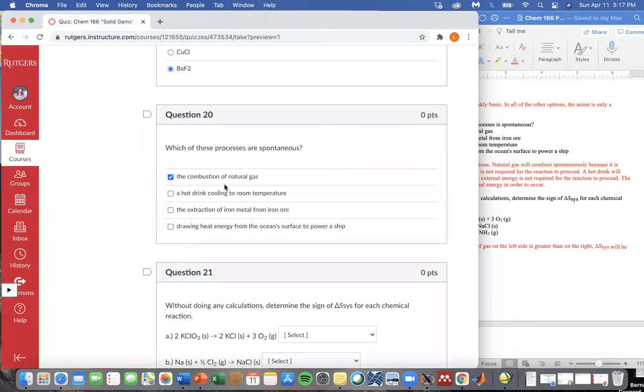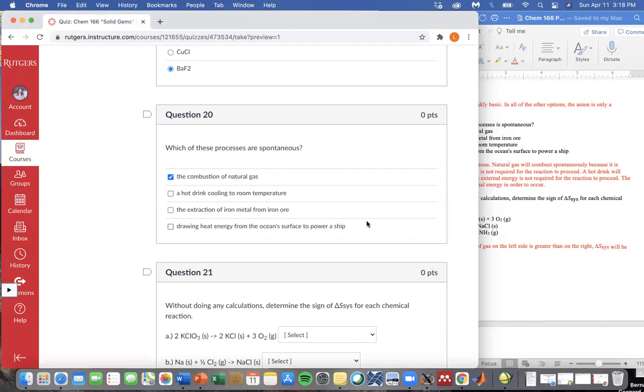And so you can also think of it in terms of natural gas will combust if it's not stored properly, if it's exposed to the atmosphere. That's why that process occurs spontaneously. You don't have to put any energy into it, it just happens.